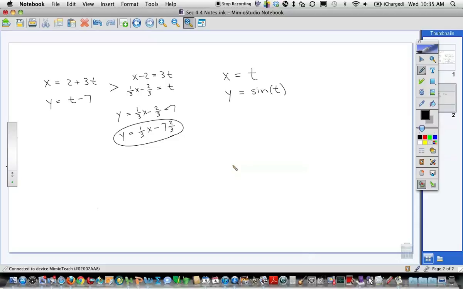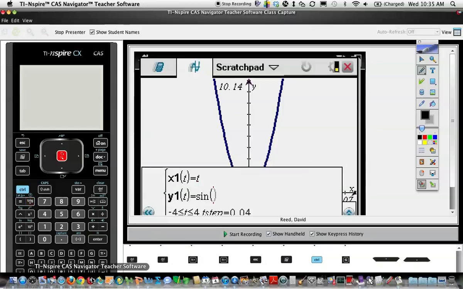And y equals sine of t. Now, while he's doing that, what do you predict this will look like? In the regular sine curve?